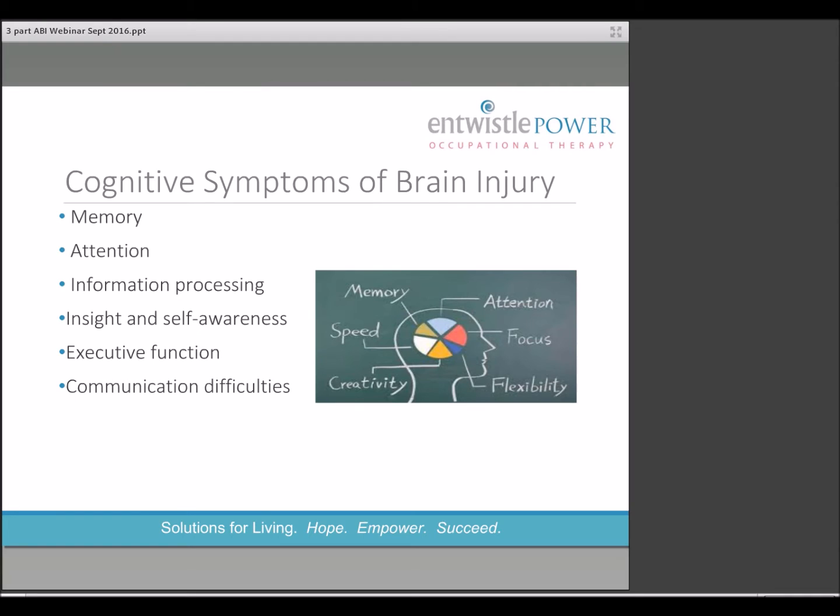Individuals may present with issues of insight and self-awareness. They may not recognize, for example, that they have any cognitive impairments at all, which could lead to safety risks if this individual then goes on about their activities in the same way that they did prior to their injury. For example, if they're using power tools when they're struggling with attention or fatigue.